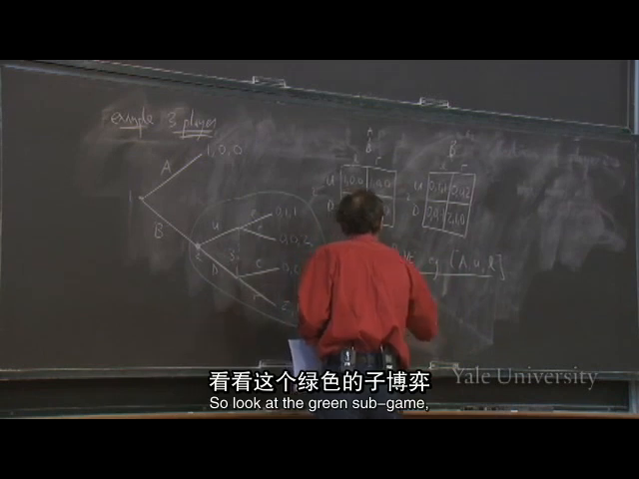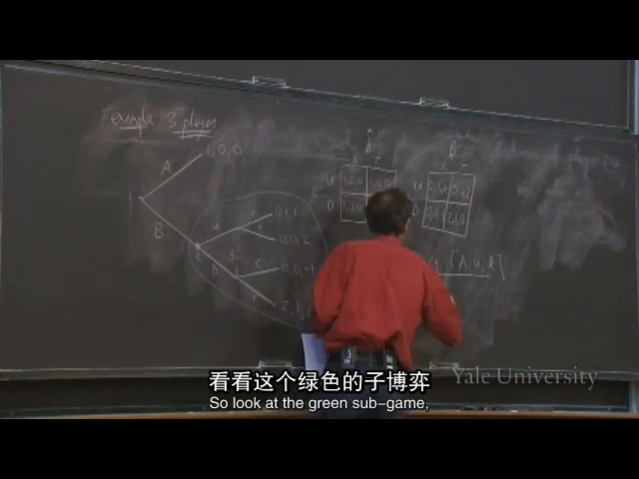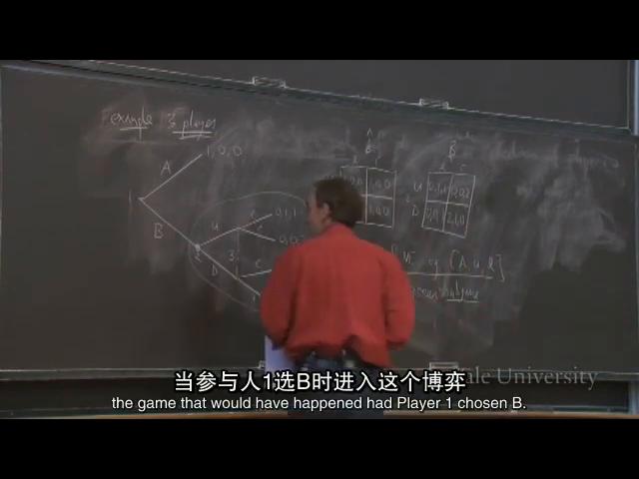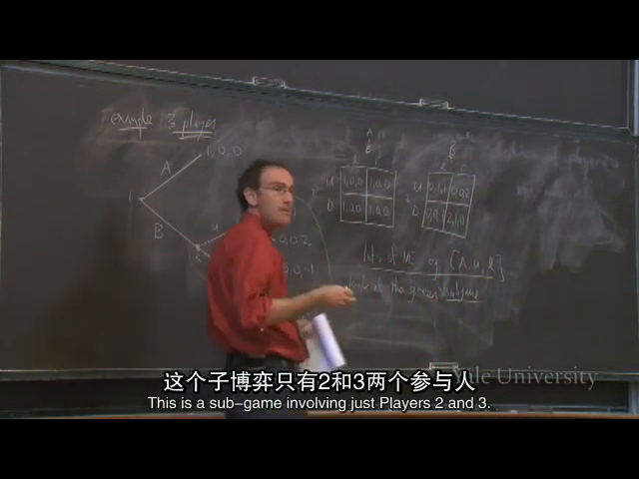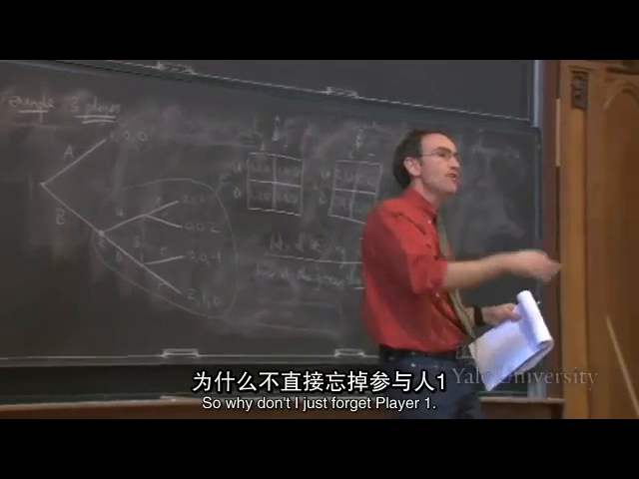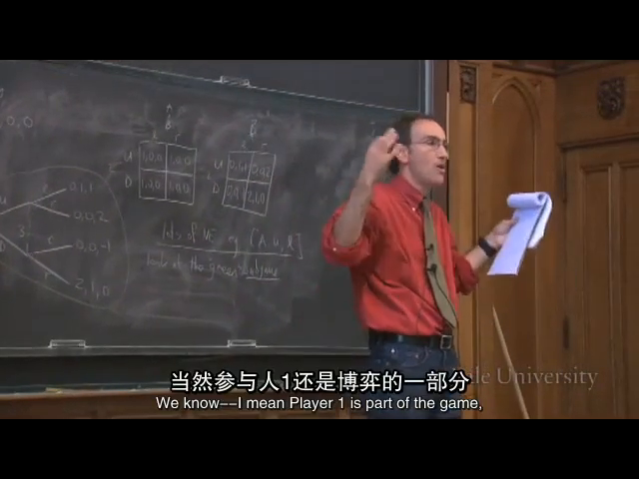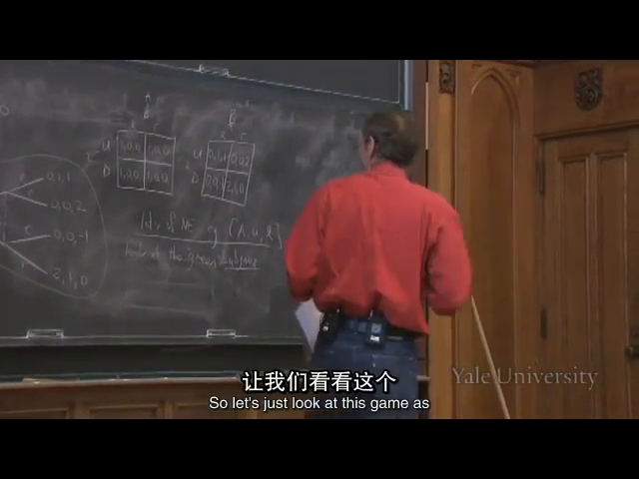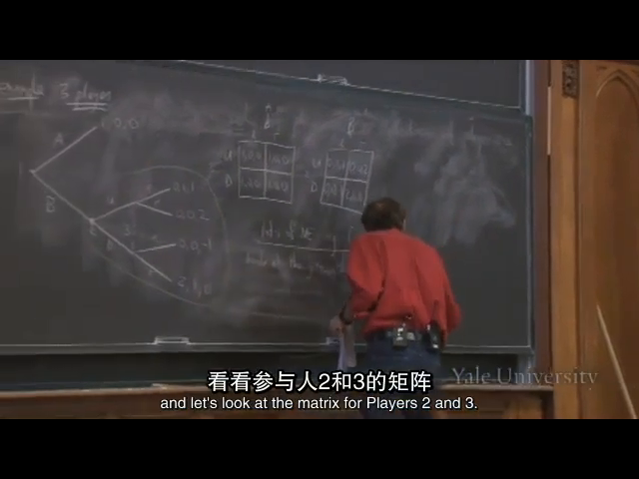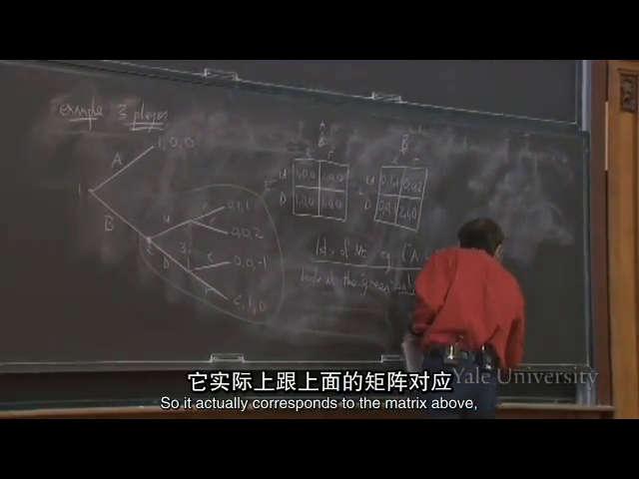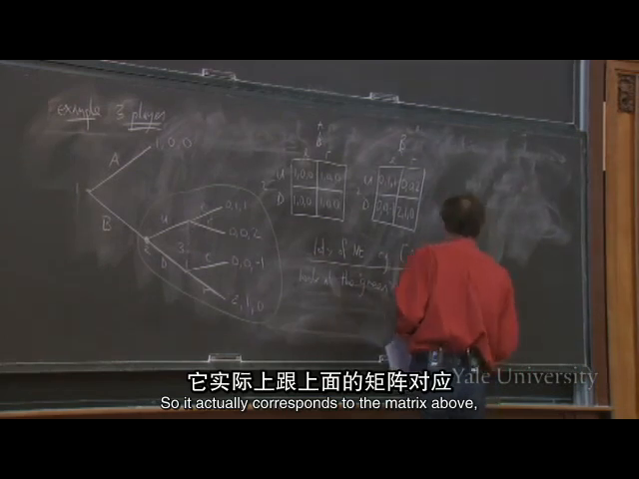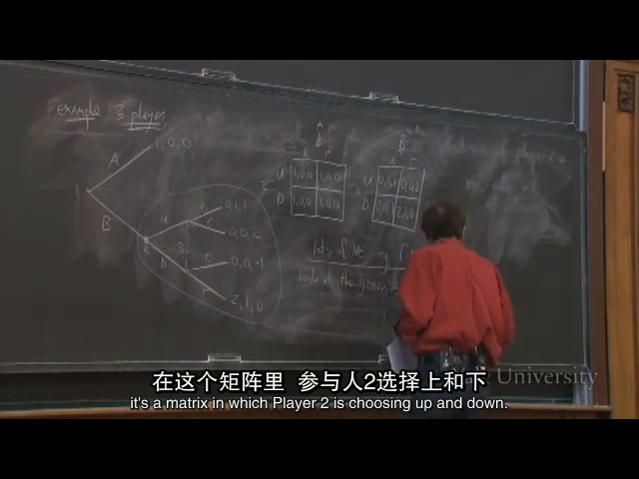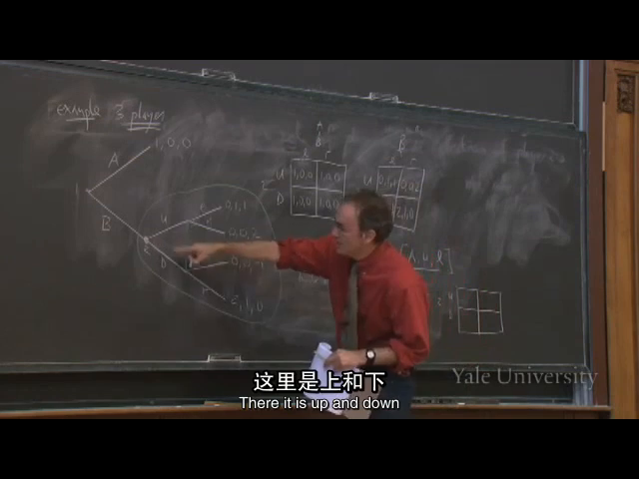So look at the green sub-game. The game that would have happened had player 1 chosen B. This is a sub-game involving just players 2 and 3, so why don't I just forget player 1? All right, we know player 1 is part of the game, he's getting payoffs, but player 1 has made their move, they're not really involved anymore. So let's just look at this game as a game involving players 2 and 3, and let's look at the matrix for players 2 and 3. So this corresponds to the matrix above. It's a matrix in which player 2 is choosing up and down. Here it is, up and down.